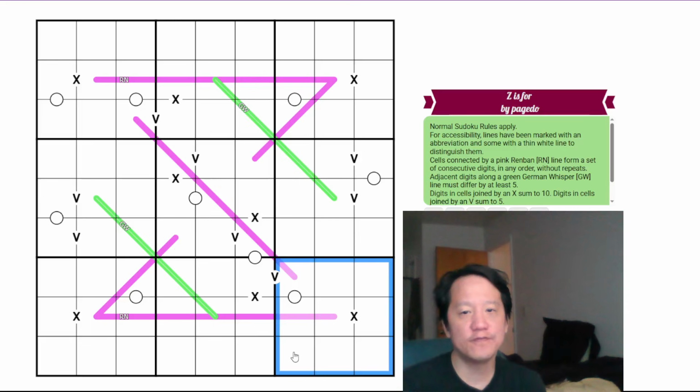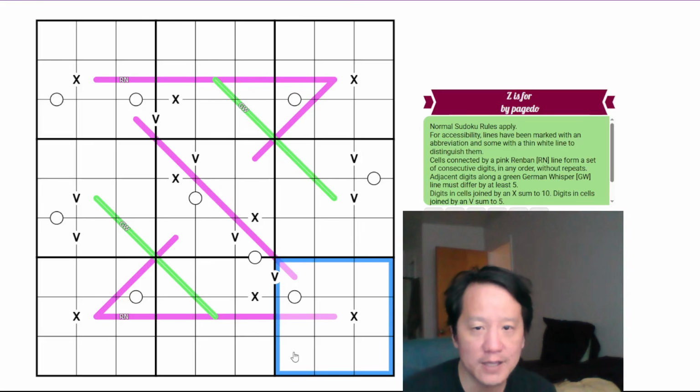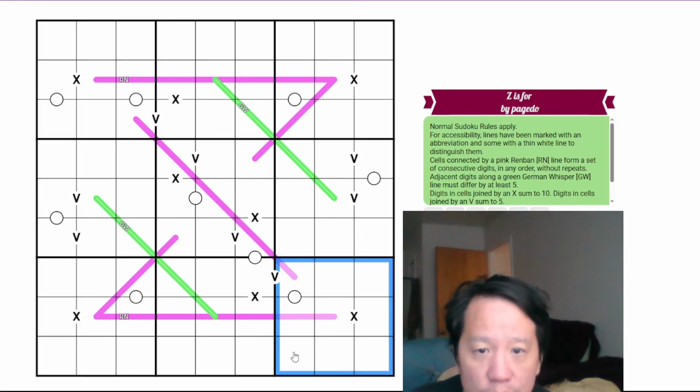For accessibility, lines have been marked with an abbreviation, and some with a thin white line to distinguish them.